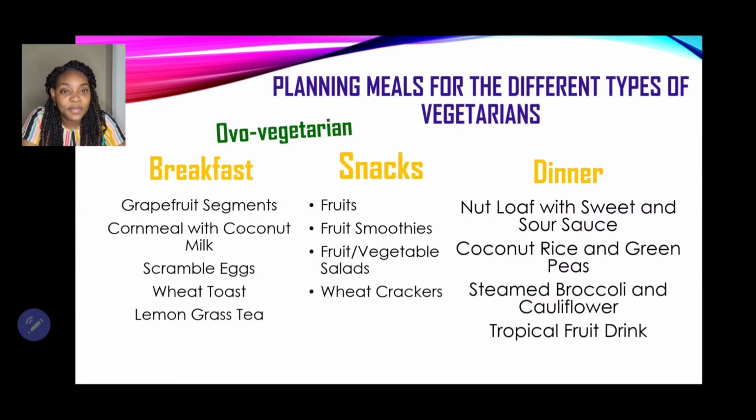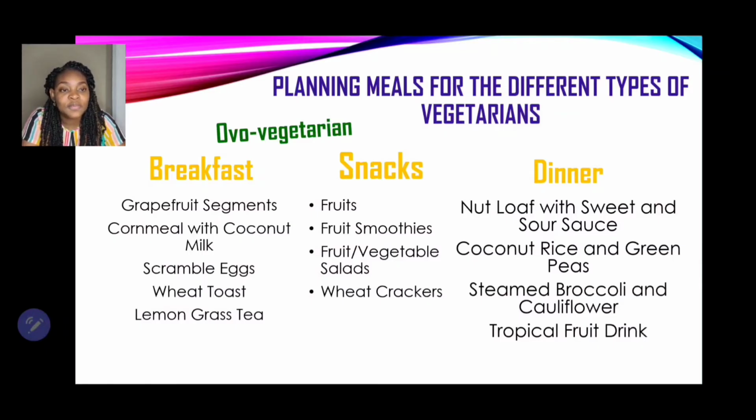Now let us look at the sample menu for ovo vegetarians. Good. So we're starting with breakfast. Remember that ovo vegetarians include eggs and plant-based foods. Good. So there are grapefruit segments, cornmeal porridge with coconut milk, scrambled eggs, wheat toast, and also lemongrass tea. For the snacks, it's pretty much what we have been having all along, without the dairy products.